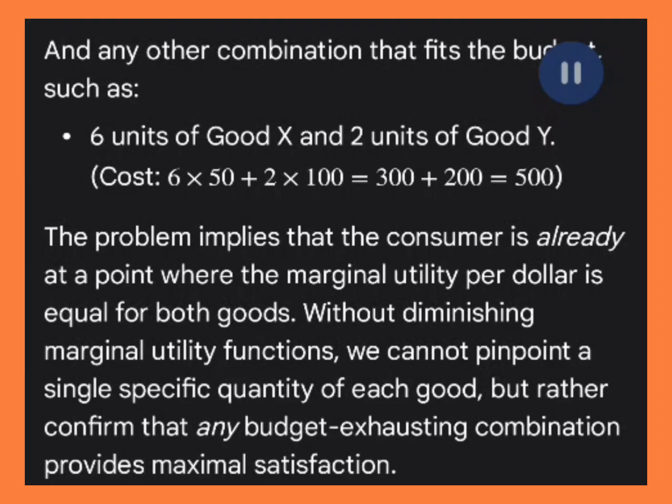The problem implies that the consumer is already at a point where the marginal utility per rupee is equal for both goods. Without diminishing marginal utility functions, we cannot pinpoint a single specific quantity of each good, but rather confirm that any budget-exhausting combination provides maximal satisfaction.